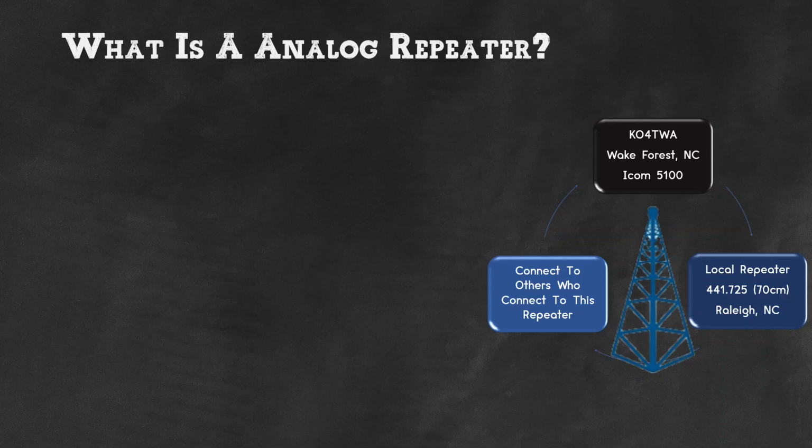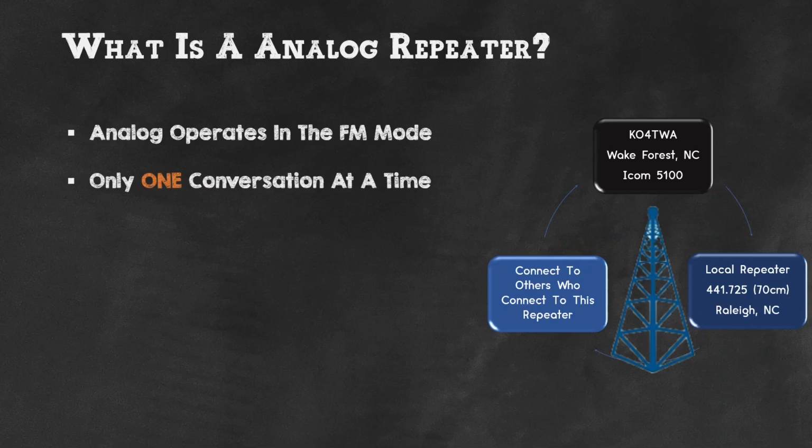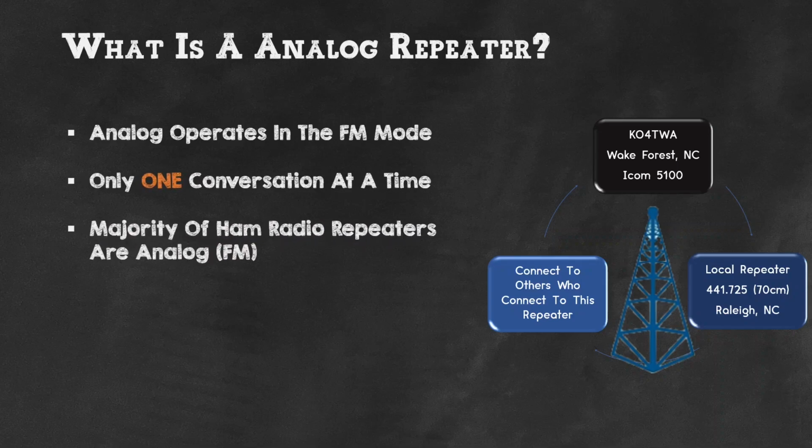So when we talk about an analog repeater, analog operates in the FM mode, and you can only have one conversation at a time. Now, the majority of ham radio repeaters are analog, and the majority of analog repeaters are what they call the 440 repeaters, or what's known as the 70 centimeter repeaters. Now, DMR is different in the sense that you can have more than one conversation at a time, but you have to use a DMR repeater. You cannot do digital mobile radio on an analog repeater, nor can you do analog on a digital mobile radio repeater. So each of them is specific to its own.